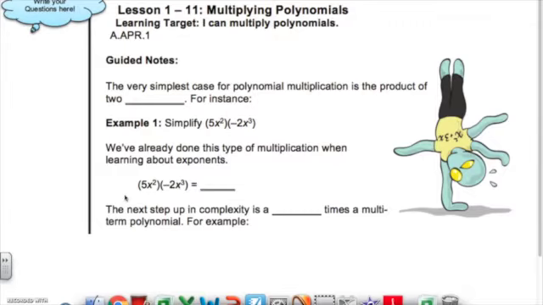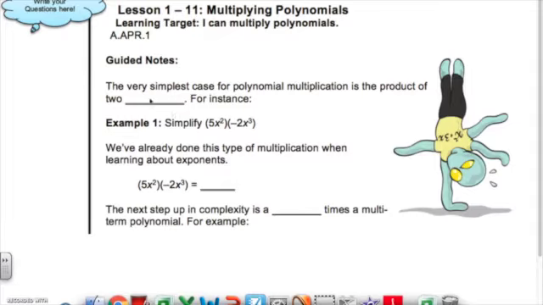All right, so in lesson 11, we're going to be multiplying polynomials. We've already practiced adding and subtracting, and we've seen some of this information that's going to come up in multiplying when we were working with exponents a few lessons back. So our learning target is simply that we can multiply polynomials. Remember that polynomials are simply expressions that have multiple terms. And sometimes we can look at monomials, which is where you just have the one term, but most of the time it's going to have lots of terms.